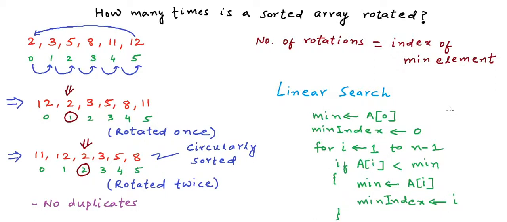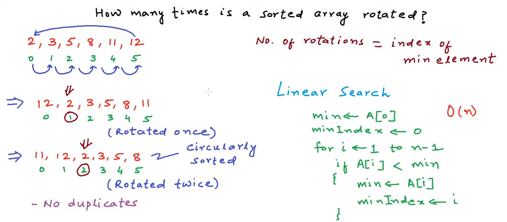Clearly, the running time of this algorithm would be big O of n. The running time will be proportional to n. Now this will give us the correct answer. This is a correct solution, but in this solution, we did not make use of the property of the array, that it is circularly sorted. Can we use this property of the array and improve the time complexity of this algorithm?